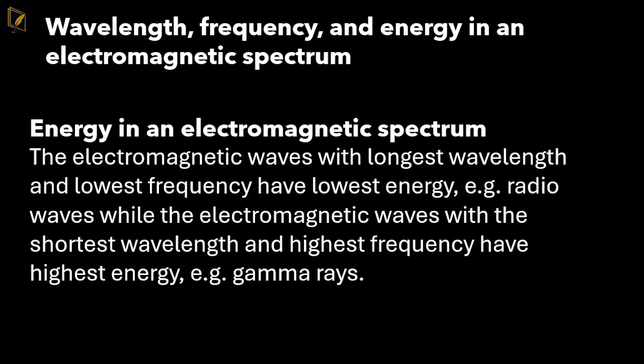Let's have a look at the energy they carry. The electromagnetic waves with the longest wavelength and the lowest frequency have the lowest energy, for example radio waves, while the electromagnetic waves with the shortest wavelength and highest frequency have the highest energy, for example gamma rays. So the secret here is that if the wavelength is short, that means there is high frequency. If the wavelength is long, it means there is low frequency.